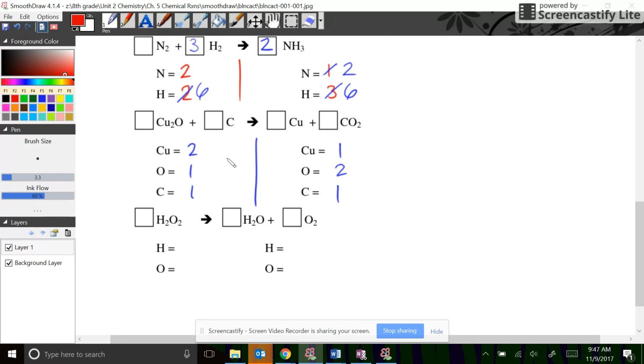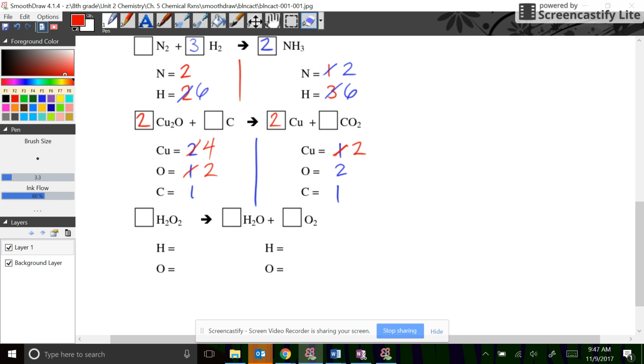So then let's say I use the copper first, and I put a 2 here. Let's try that. Okay. Now I have to adjust the oxygens. So that means I guess I needed to try a 2 here. But when I put a 2 there, see what happens to the coppers. 2 times 2 is 4, so this becomes 4, and my oxygen becomes 2. So now my copper is off again.